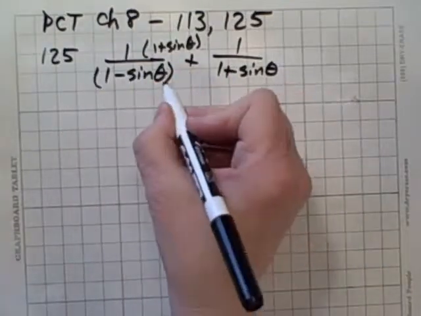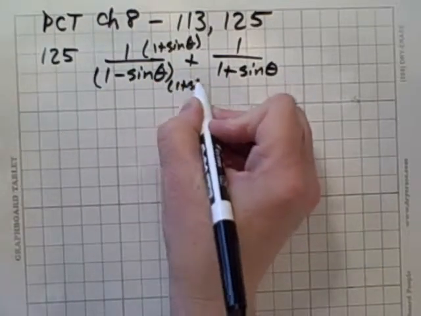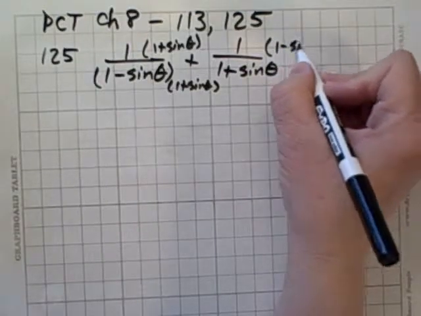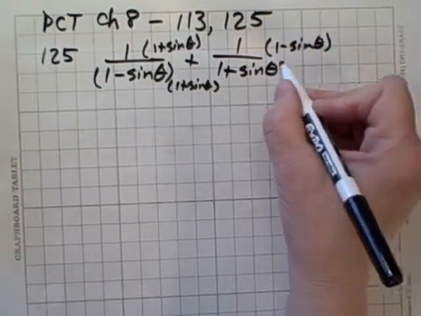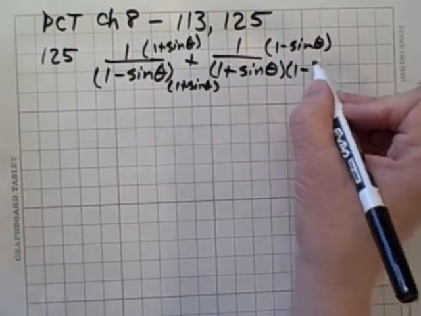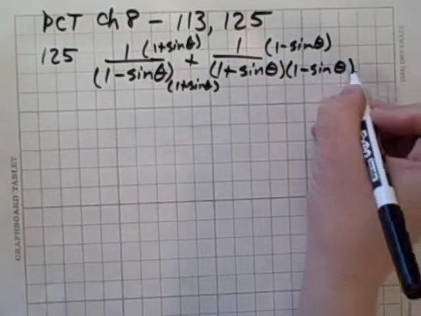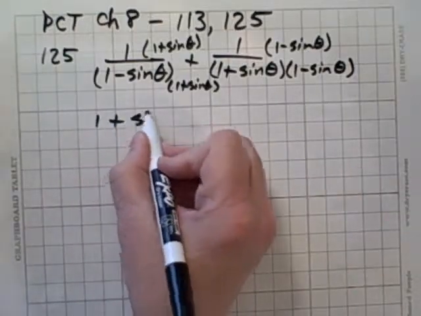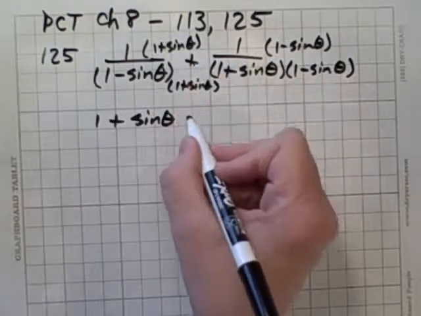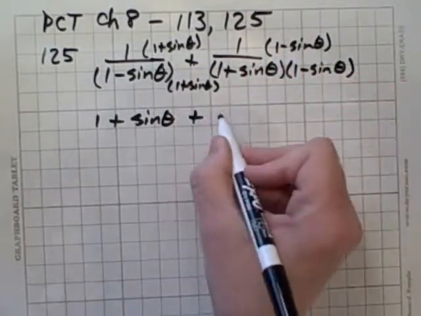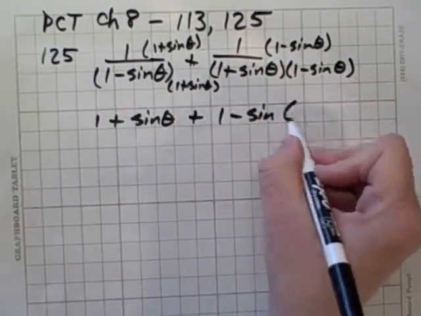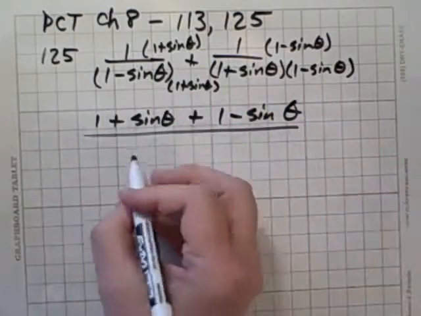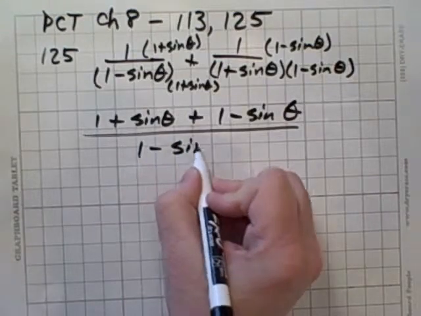And the denominator as well. Top and bottom here by 1 minus sine. Numerator 1 plus sine of theta plus 1 minus sine of theta. The denominator, 1 plus sine, 1 minus sine, is the LCD. When I multiply them together, I get 1 minus sine squared.